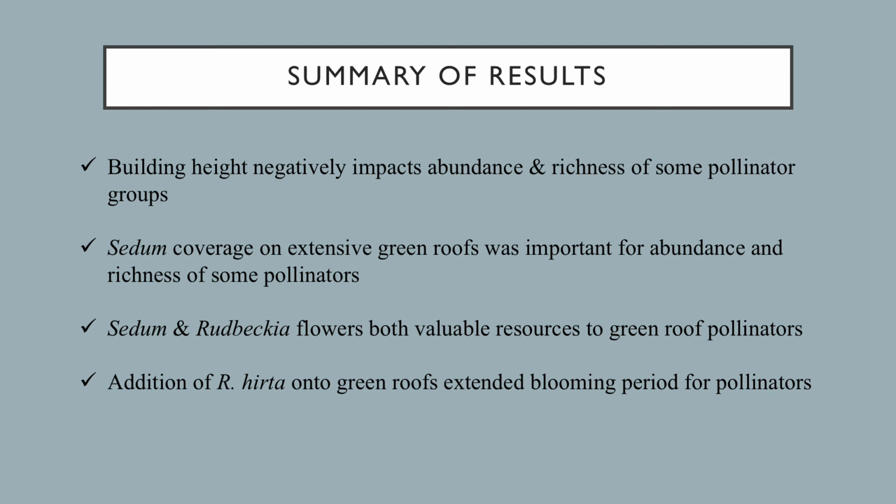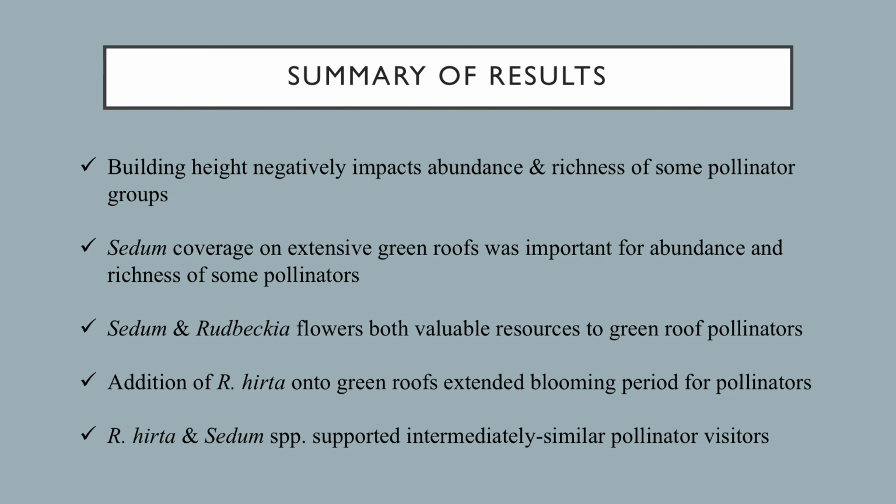Additionally, the seeding of Rudbeckia hirta onto our sedum-dominant green roofs allowed for the extension of the blooming period of the roof into the later season of August, which is an important consideration for pollinators that are active during different points of the season. And finally, we found that Rudbeckia hirta and sedum species supported intermediately similar pollinator visitors.